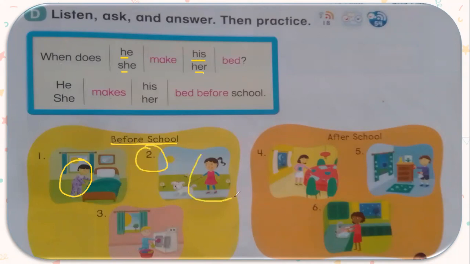For example, we can make the question number 2. When does she walk the dog? That's right. She walks the dog before school. What about number 3? When does he do laundry? He does laundry before school, and so on.